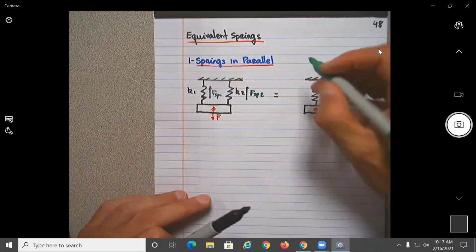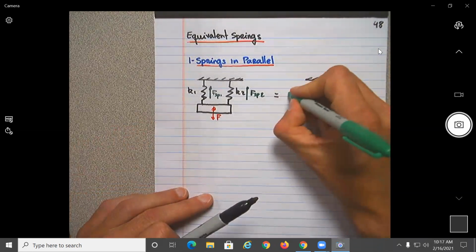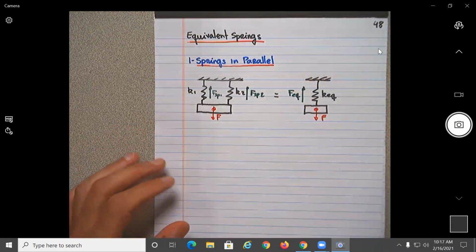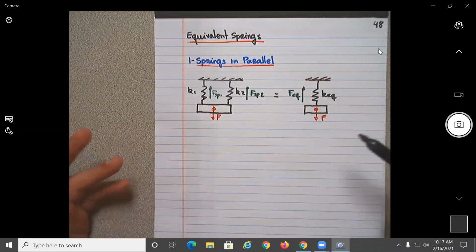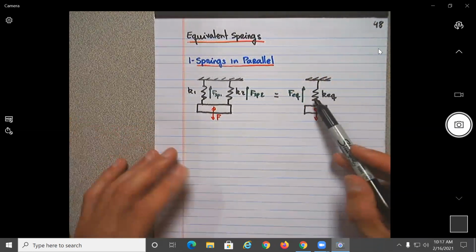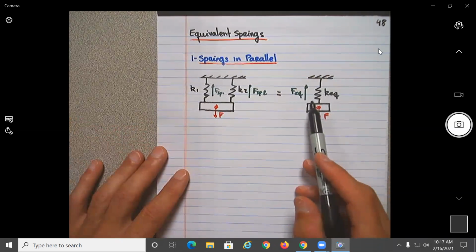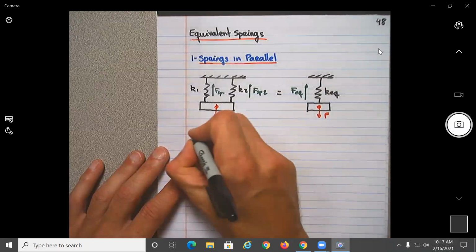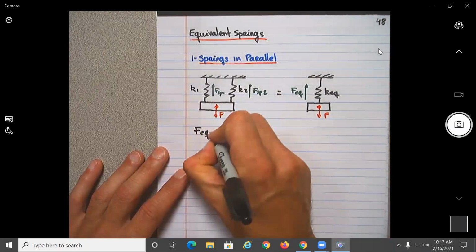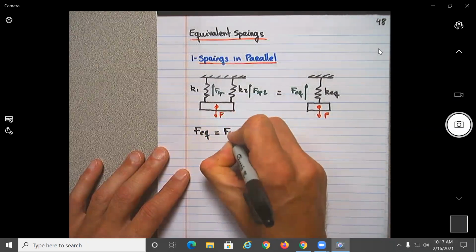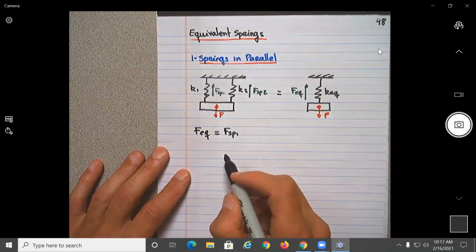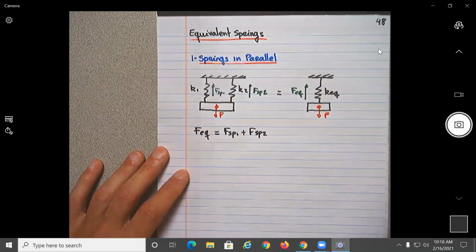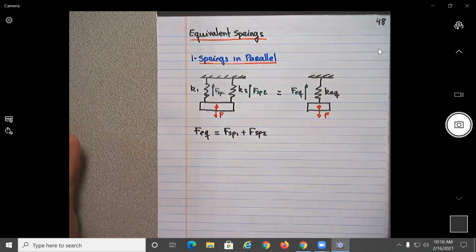Okay, and this would be the force of the equivalent spring, F equivalent. So in order to find what is equivalent, you need to find something that you can relate. Can you say that the force of the equivalent spring needs to be equal to the force of spring 1 plus the force of spring 2? Yeah, that makes sense, no?